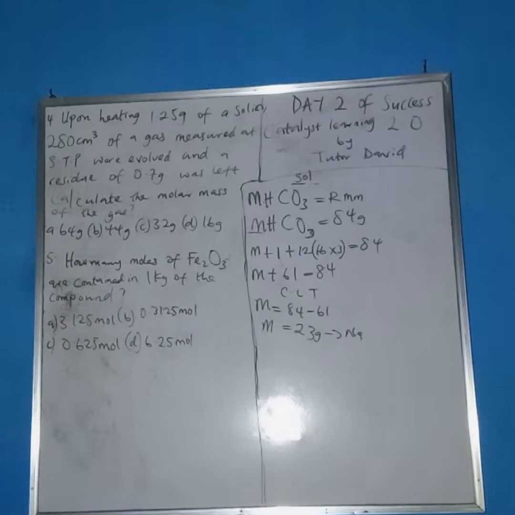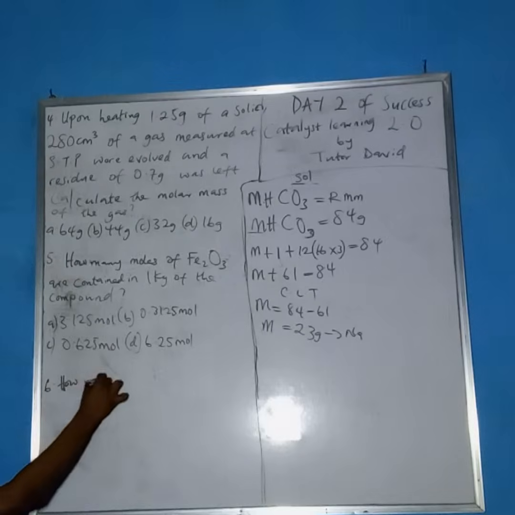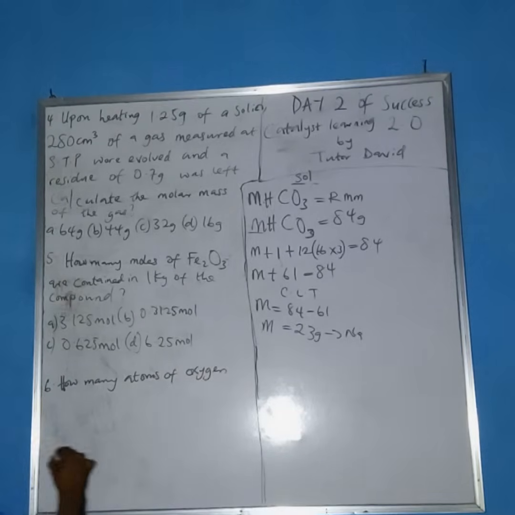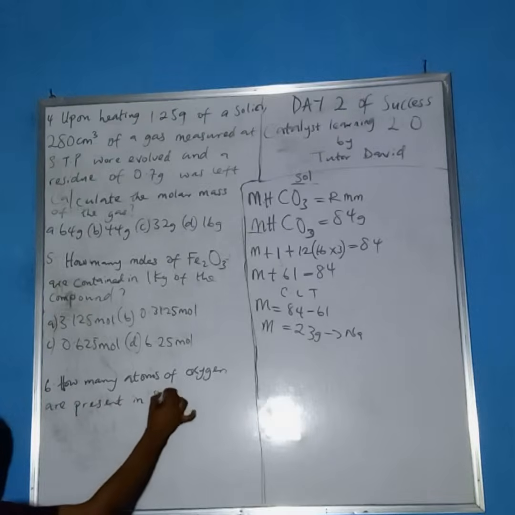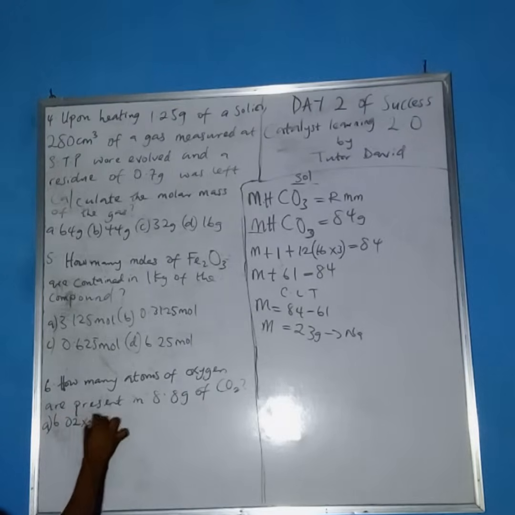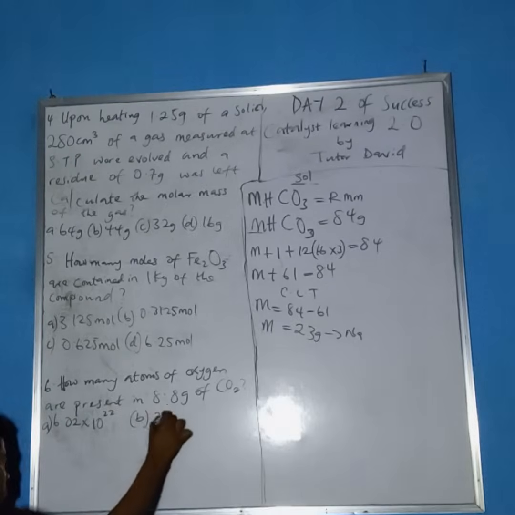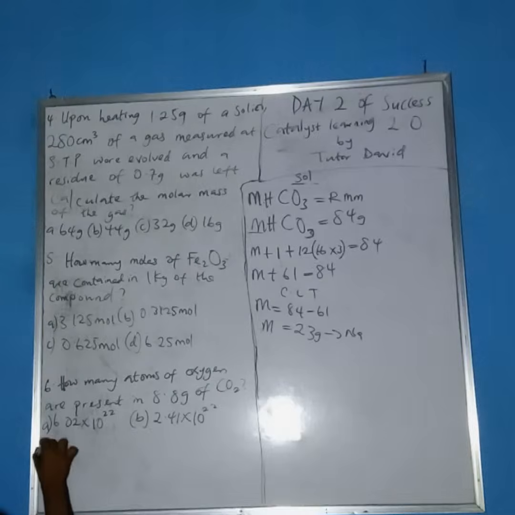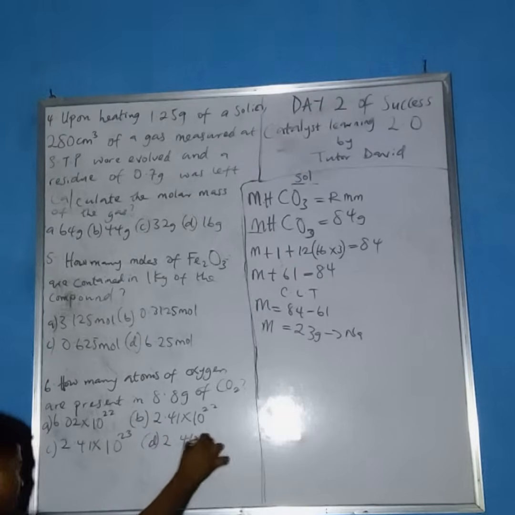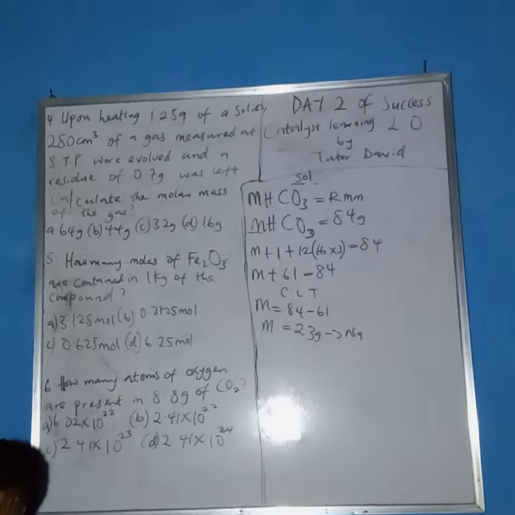Then the last one says, how many atoms of oxygen are present in 8.8 gram of carbon dioxide? First option says 6.02 times 10 to the power 22. Option B says 2.41 times 10 to the power 22. Option C says 2.41 times 10 to the power 23. And option D says 2.41 times 10 to the power 24. Let me jump to the book so that I can solve quickly.